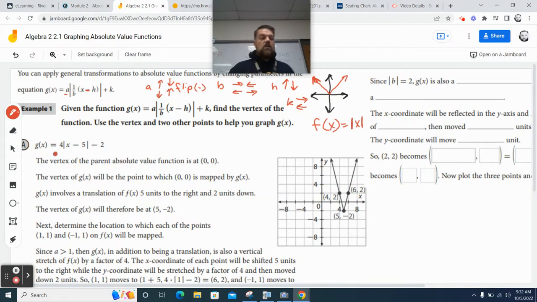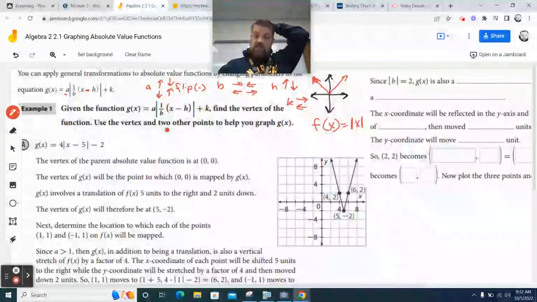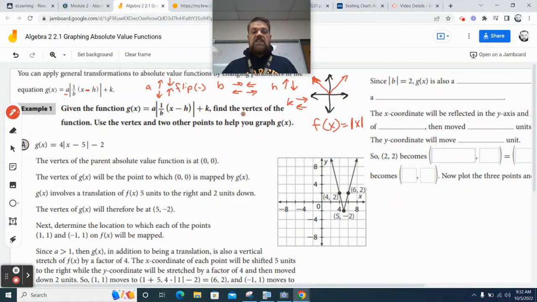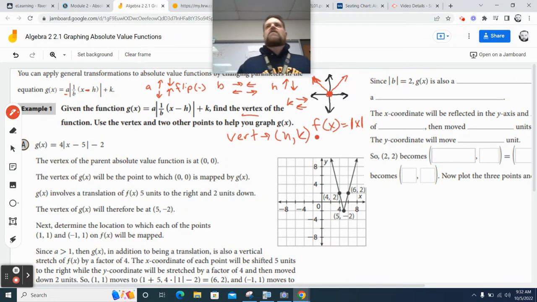Okay? So for example number 1, they say, hey, find the vertex. Oh, lastly, when they say the vertex is this bad boy right here. Remember that the vertex is just H, comma, K, always. So we're going to do a bunch of things, quadratics, absolute value functions. There's some other functions too, like cubics and stuff. But this HKAB thing is how we transform all functions.